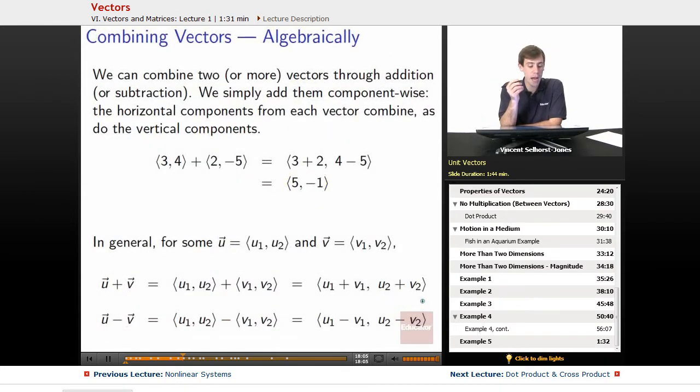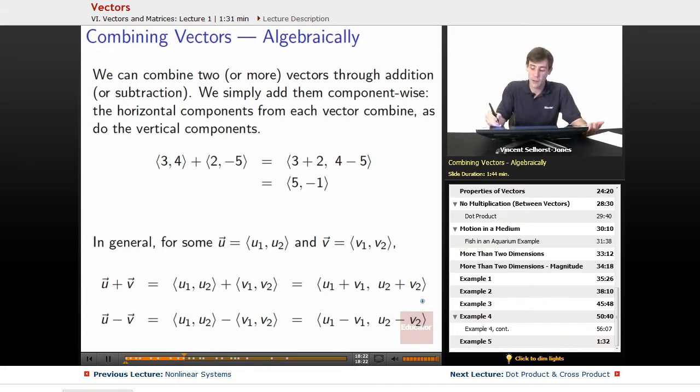All right, we combine vectors. We can combine 2 or more vectors through addition or subtraction. It's actually not that difficult. We just add them component-wise. The horizontal components add together, and the vertical components add together. All of your first components go together, second components go together, and so on and so forth.